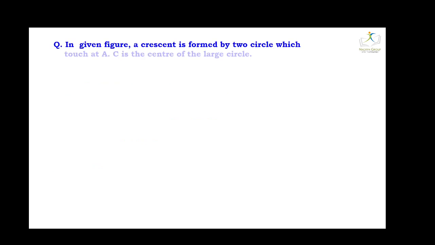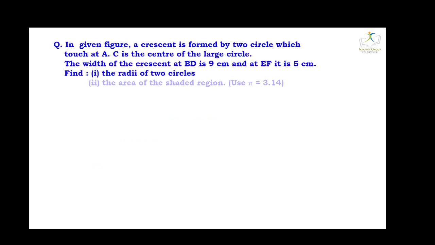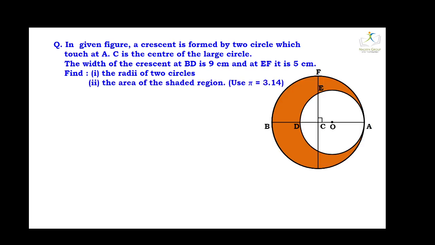Let's see the last problem. See the figure. There are two circles. The crescent is formed by two circles which touch at A. Correct? The larger circle, C is the center for the larger circle.